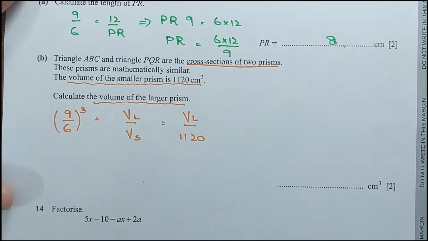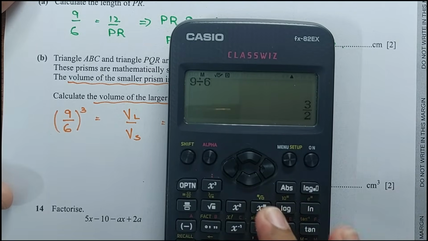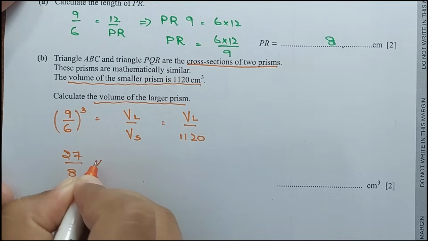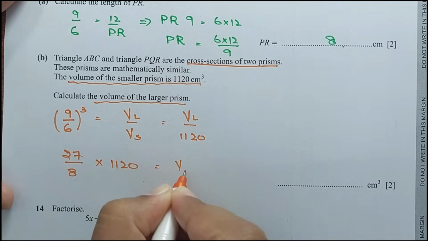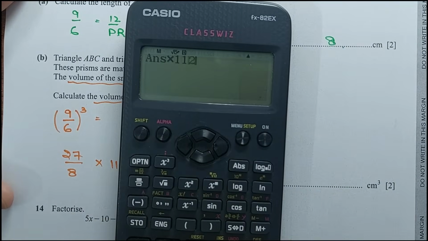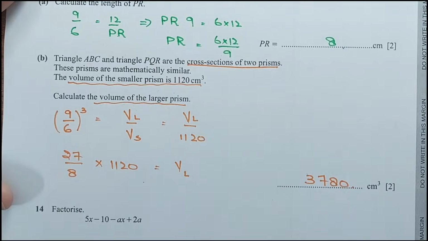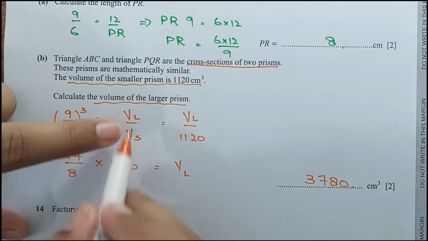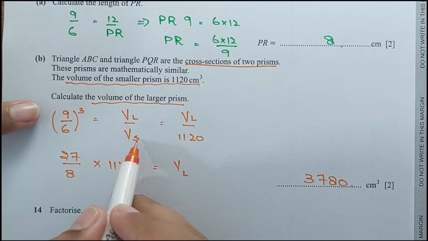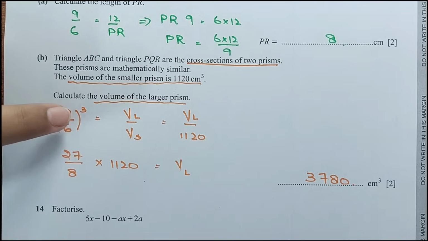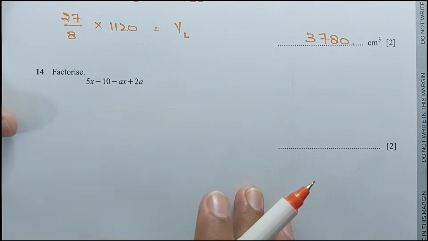The volume of the smaller is given, 1120. We have 9 over 6 and its cube, that is 27 over 8. This is 27 over 8 multiplied by 1120. That is the volume of the larger one. Times it by 1120, so that is 3780 cubic centimeters. So whenever two shapes are mathematically similar, the ratio of their volumes equals the cube of the ratio of their sides, right? When we are dealing with areas, then the ratio of their areas equals the square of the ratio of the sides. All right.